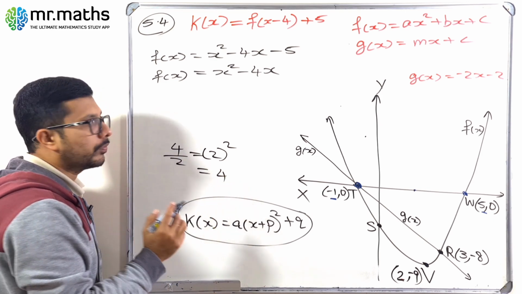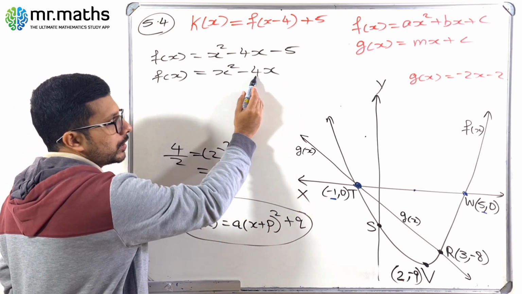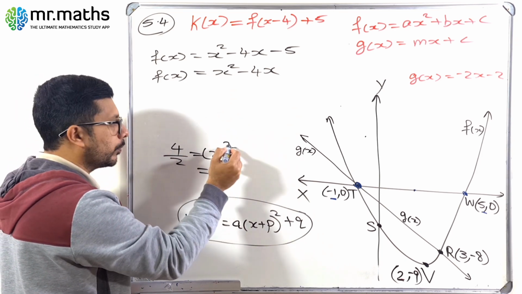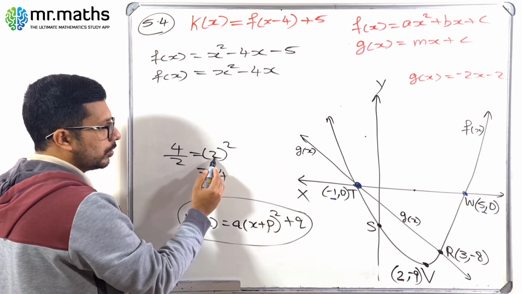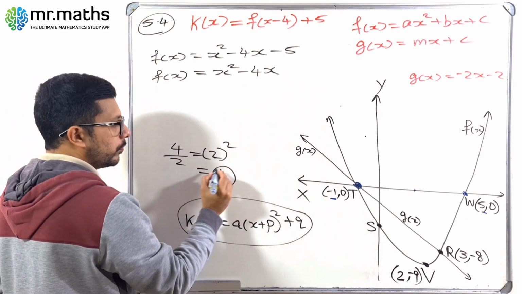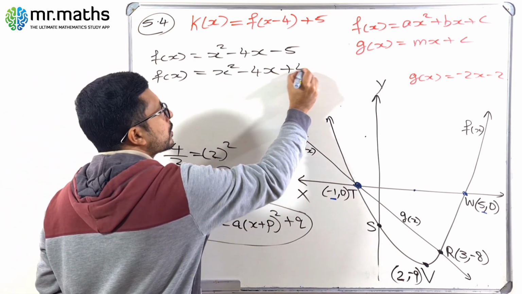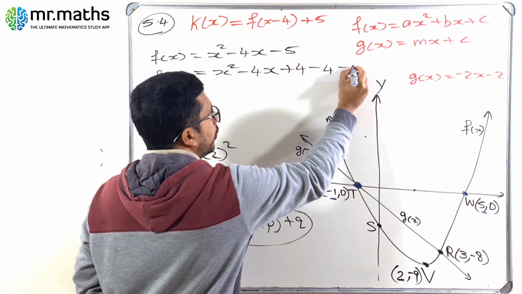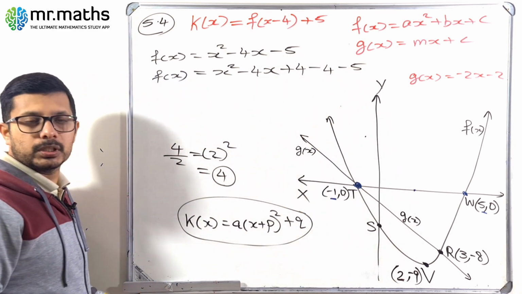Listen once more. The coefficient of x is 4. Half the coefficient, 4 divided by 2, is 2. Square that number, 2 square is 4. So now what you have to do is plus and minus this 4. Then there is a minus 5 there. Don't forget that minus 5.